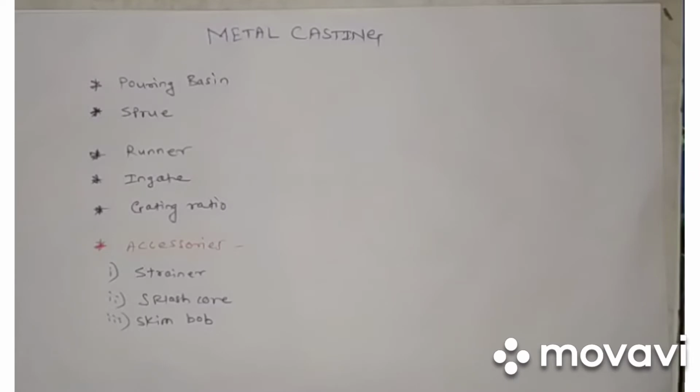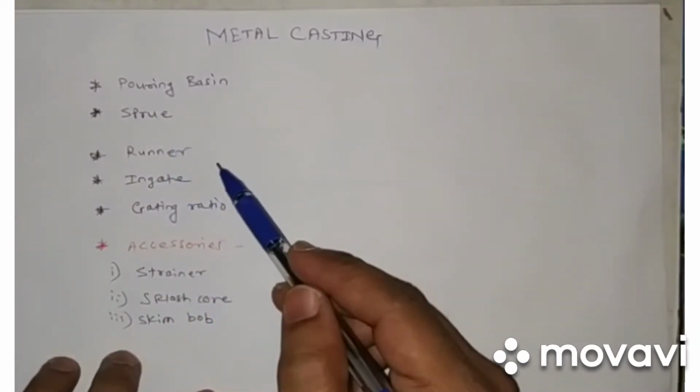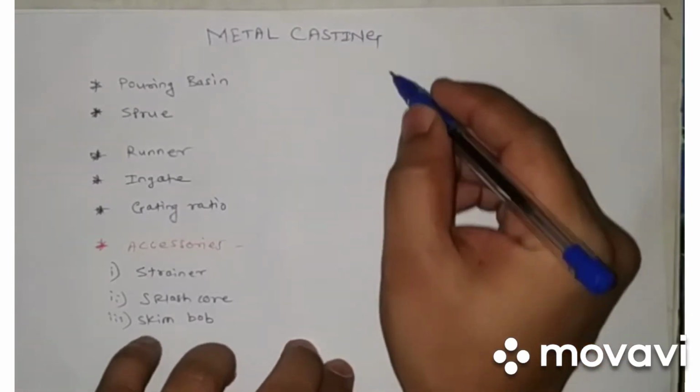So today we will see the different parts and how the gating system is designed. In the last lecture we have seen the pouring basin, the sprue, runner, ingot and all these things. Now we will see them in detail.